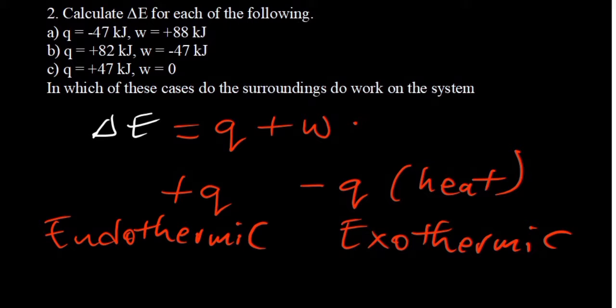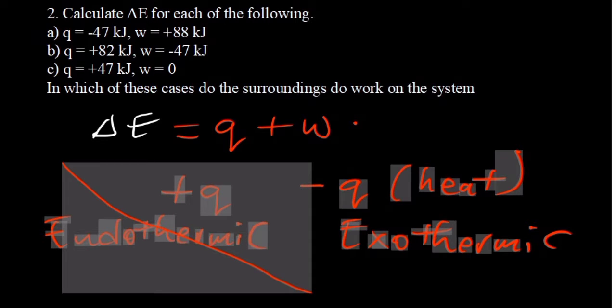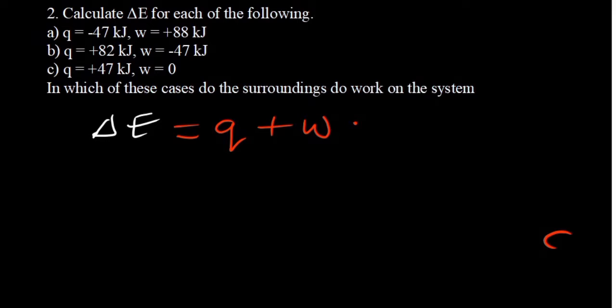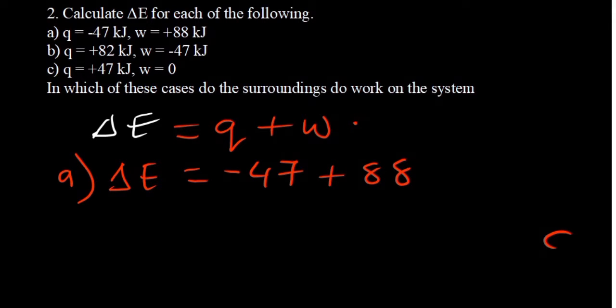Let's try the calculations now given in the question. Calculate the change in internal energy. Start with A. The change in internal energy is going to be a summation of our Q and our work. Our Q is negative 47 plus 88 as our work. The summation there is going to give you 41 kilojoules. That is the change in internal energy of that system.